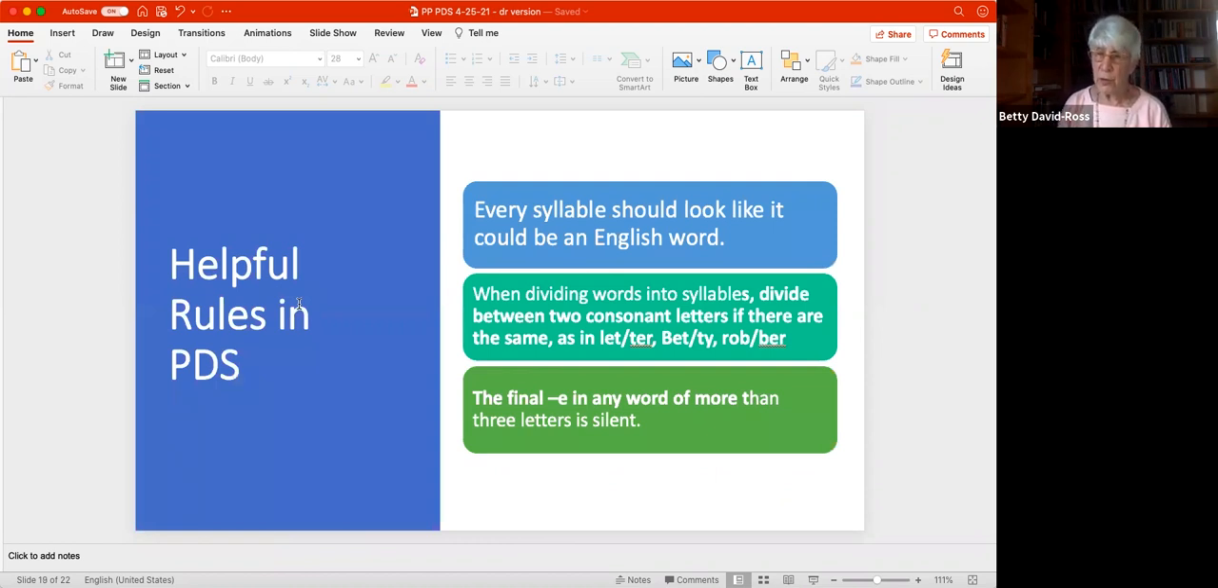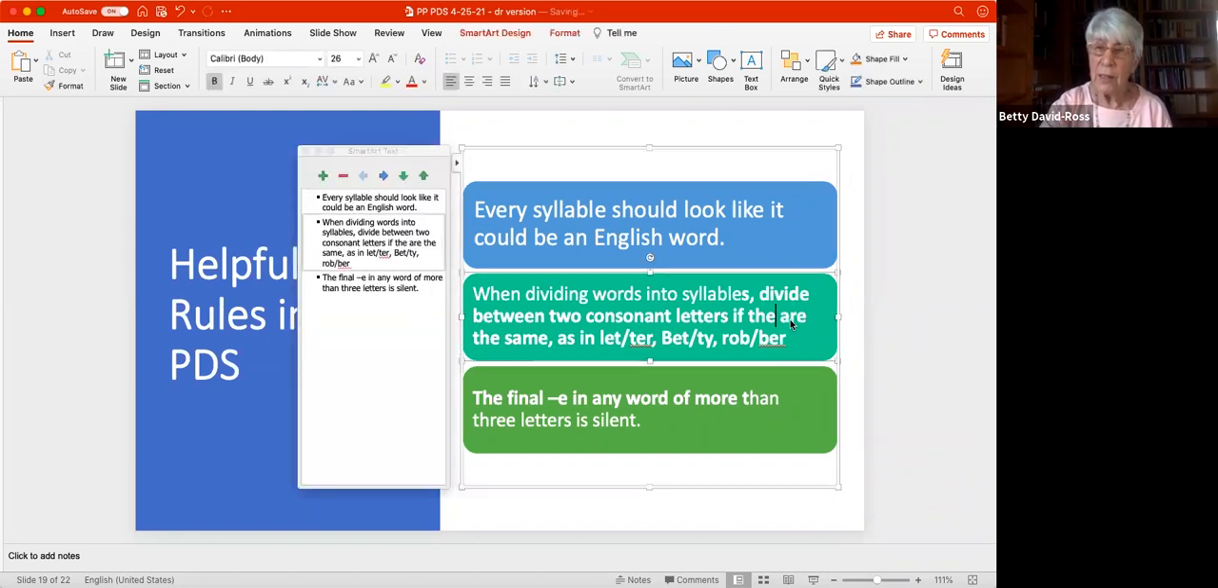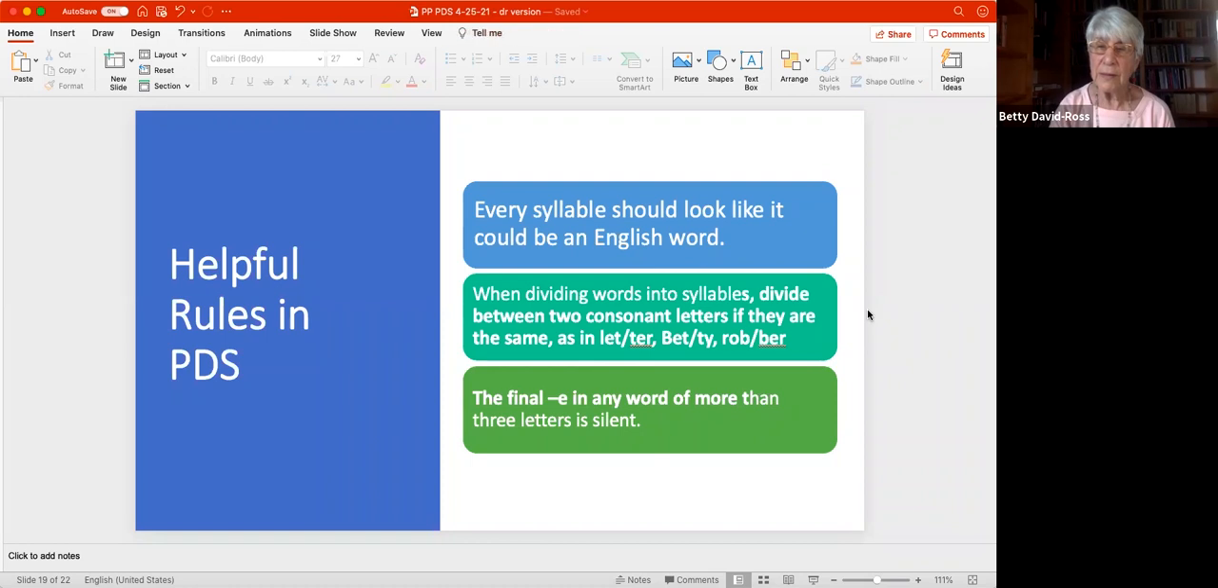Here are a few helpful rules just to keep in mind. Every syllable should look like it could be an English word. This is really important. When dividing words into syllables, divide between two consonant letters if they are the same. Oh, look at that. I haven't caught that one in a while. Let's correct that. If they are the same, as in letter, Betty and Robert. And the final E in any word of more than 3 letters is silent.